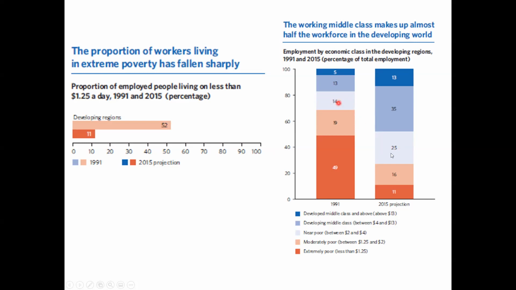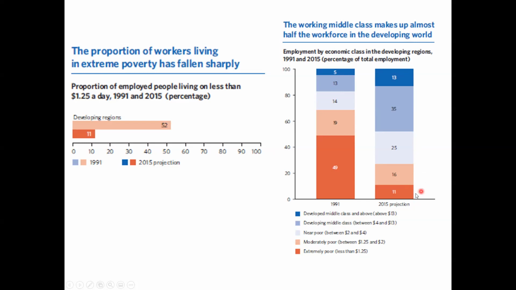That's gone up, but the biggest jump has been in the developing middle class, so between $4 and $13 an hour. And here we see now 35%, the biggest category is this developing middle class. And then the developed middle class is also growing. So this chart is going in the completely right direction, but there's still a lot of progress to be made. This group, near poor, is still very large.